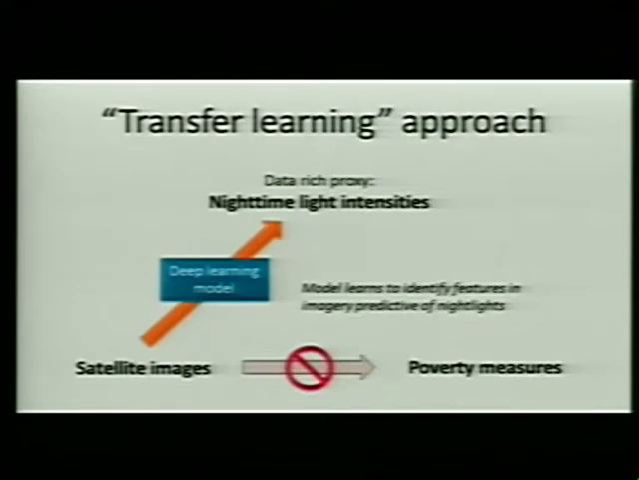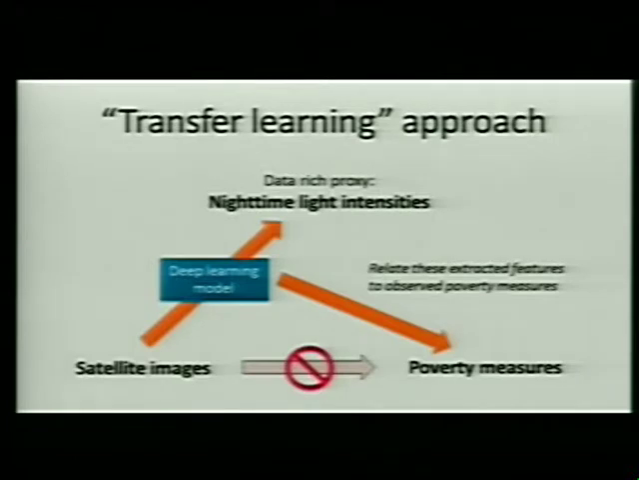So in our case, what we're going to do in this transfer learning approach is go back to the nightlights and use that as a proxy measure to train our model. Nightlight data is very easy to collect because we just need to take a satellite image of the world at night. Then we can train our deep learning model to predict nighttime light intensities instead of poverty labels. But in that process, it'll learn to identify features in the daytime satellite imagery that are predictive of night lights. Our hypothesis is that some subset of those features that are good for predicting night lights will also be good for predicting poverty.